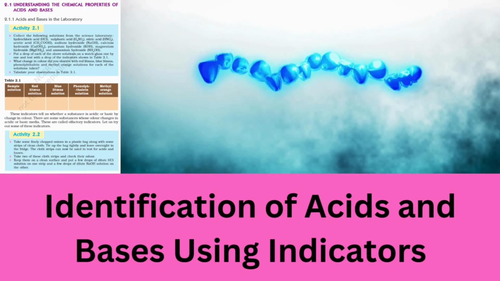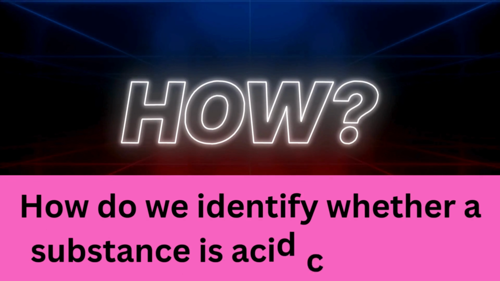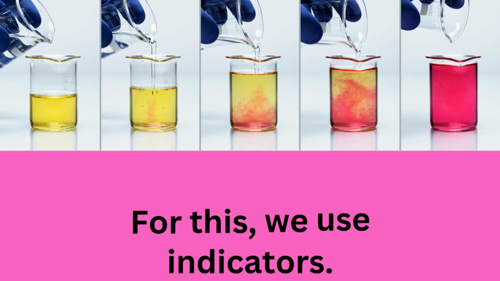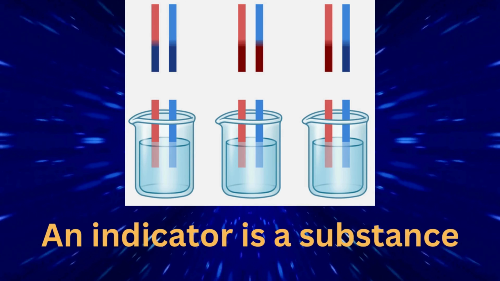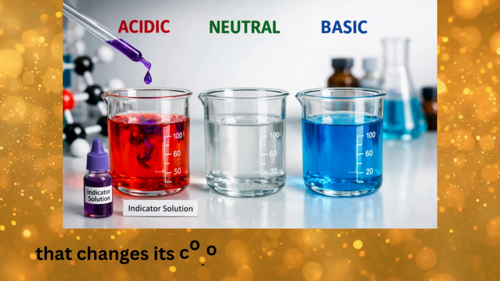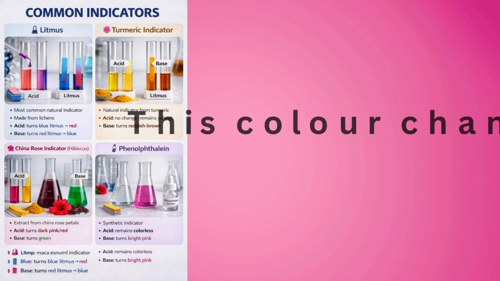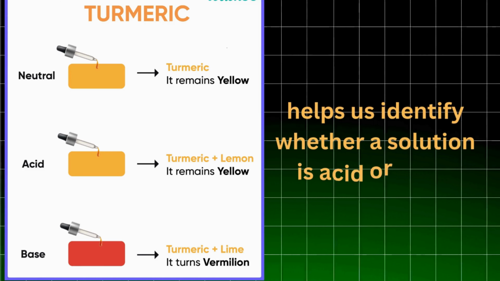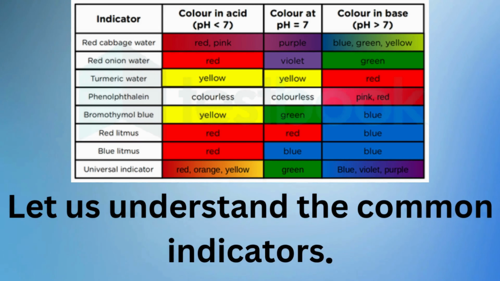Identification of acids and bases using indicators. Now students, the next question is, how do we identify whether a substance is acidic or basic? For this, we use indicators. An indicator is a substance that changes its color in acidic and basic media. This color change helps us identify whether a solution is acid or base. Let us understand the common indicators.